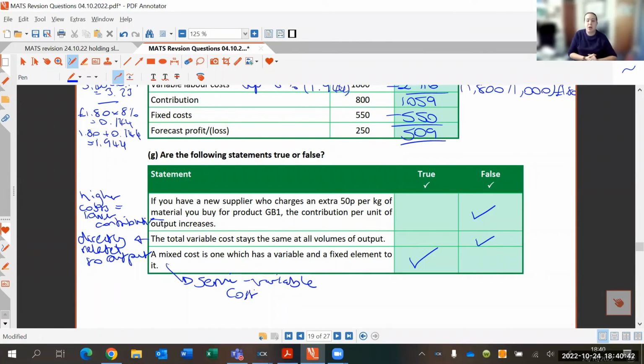Someone just said in the chat about your phone bill, that you may have a fixed element. I don't think line rental is a thing anymore, but it used to be like you pay the line rental and then you pay so much for your usage. Step cost is different, because with steps you have to meet certain conditions to move up to the next step. So yeah, step cost is different to semi-variable or mixed cost.